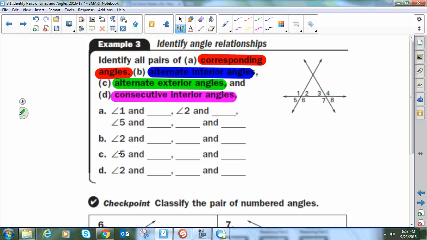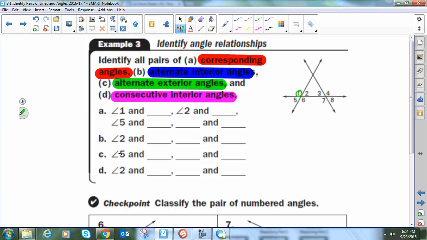Now this diagram has made it a little bit simple for us because the horizontal looking line is really the only transversal line that we have to worry about, because those are the only angles that have been numbered for us. So if we're looking at it like that, let's look. Corresponding angles, part A. Angle 1 has an angle that it corresponds to. And here is angle 1.